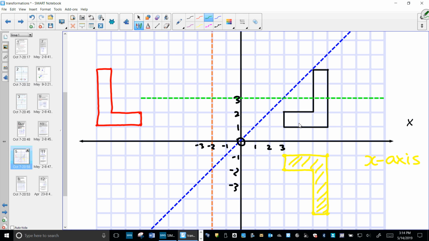So, horizontal lines are y equals, and this one happens to be y equals 3 because it goes through the value 3 on the y-axis.